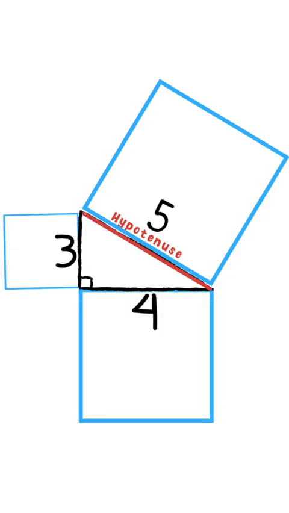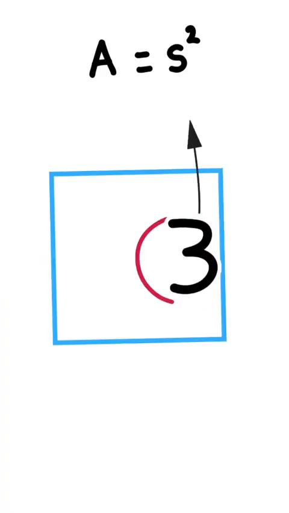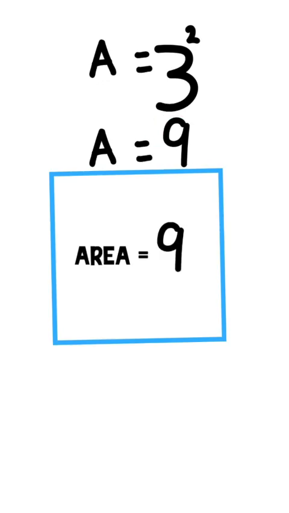Now, how do we find the area of a square again? The area of a square is one of the sides squared, so it's times itself. Yes, great job, Ziggy. So what is 3 times itself? 3 times 3, 9. Easy peasy. So the area of the square on this leg is 9.